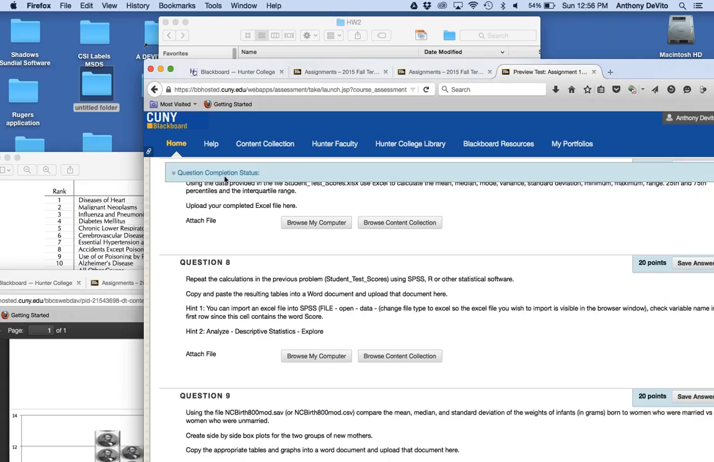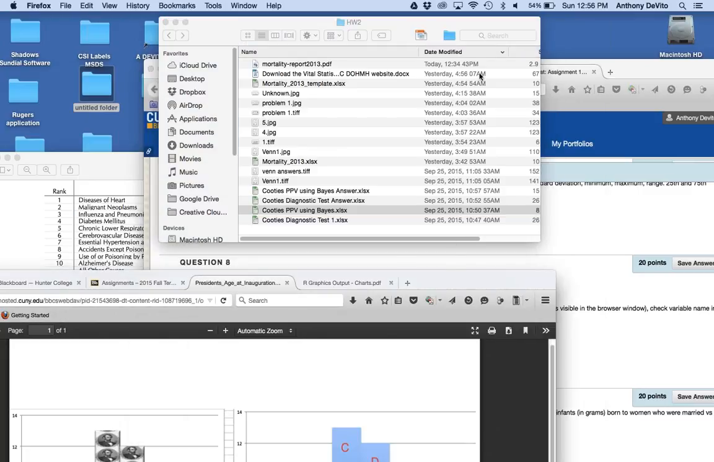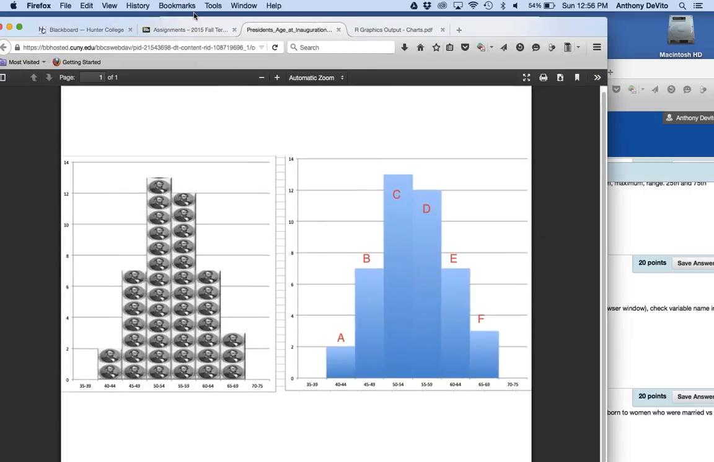Now, as far as Excel is concerned, I'm going to open up this table in Excel, if I can find it. Actually, it's going to be easier to get it here.